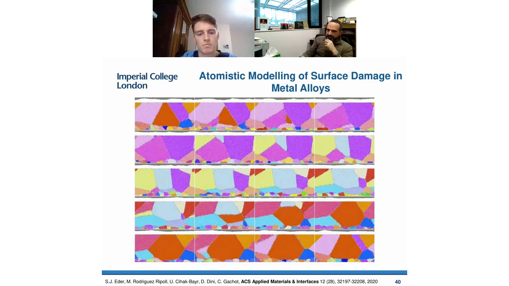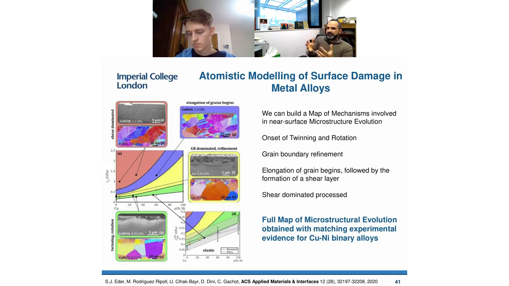Now, the whole idea here is that these simulations, which are particularly expensive, give you a unique insight into whether you can explain what happens in these systems. In this case, what we used it for is to build a map of behavior. If you look at the map in the middle of the left-hand side of this slide, the x-axis is the composition of the alloy, and the y-axis is the amount of load you're pushing against the material.